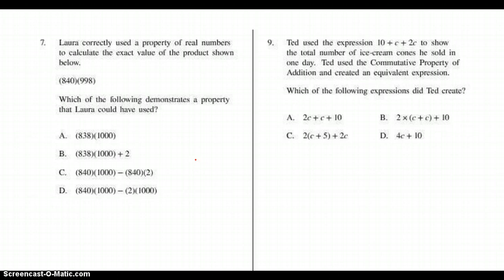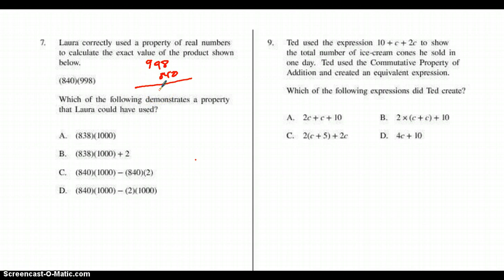Laura correctly used a property of real numbers to calculate the exact value of the product shown below. So in plain words, she multiplied 840 times 998. So which of the following demonstrates a property that she could have used? So what they're telling us is Laura just literally said, okay, let me take 998 and multiply it by 840, putting that 0 to the side and doing our work.